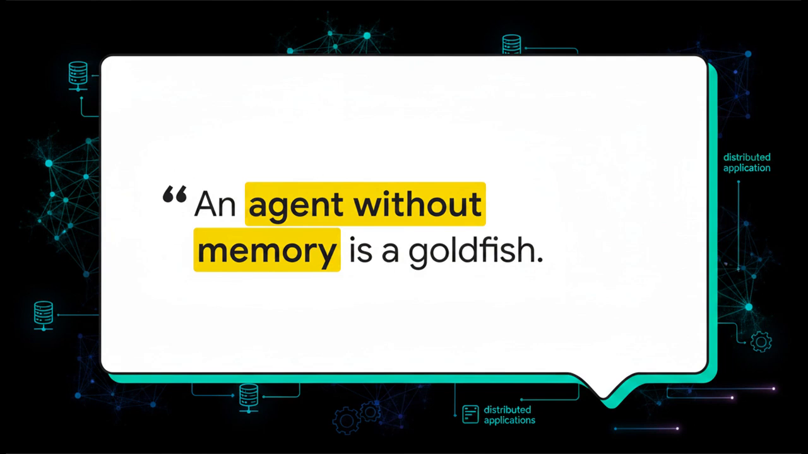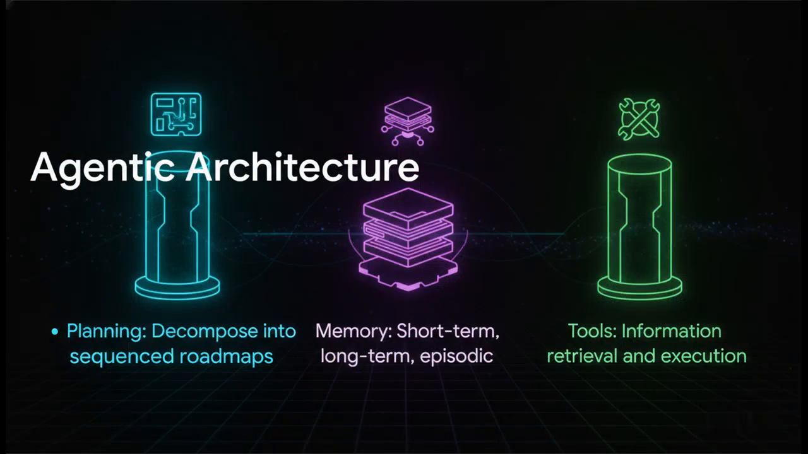Transforming reasoning models into stateful, distributed applications requires serious software architecture. To sustain autonomous execution over time, you have to construct 3 core pillars. First is planning. Complex goals must be broken down into sequenced roadmaps, often using a secondary critic agent that reviews the plan for logical gaps before anyone even starts executing.